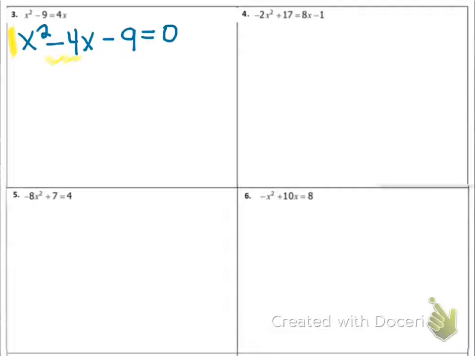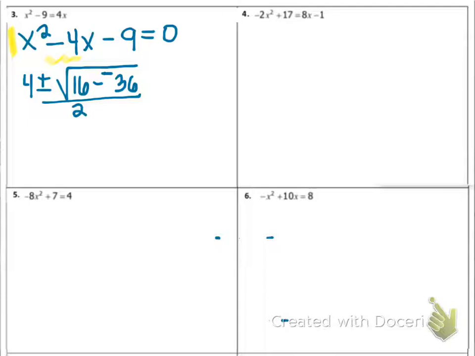So x equals opposite of b, so it's opposite of negative 4, which is 4, plus or minus the square root of b squared. So negative 4 squared is positive 16, minus 4 times 1 times negative 9. So 4 times 1 is 4, times negative 9 is negative 36, so that's minus negative 36. All over 2a, so 2 times 1 is 2. So let's see, 16 and 36, because that's plus a positive, right? Minus negative makes plus positive, would make 52.